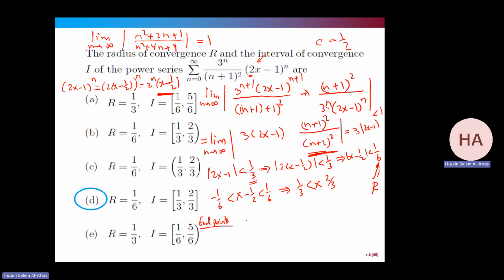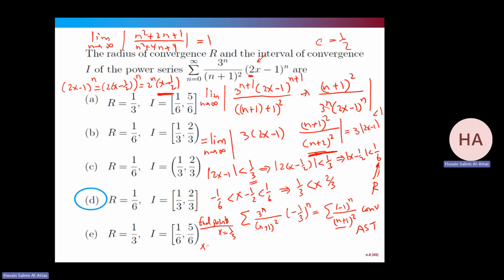What we will get? We'll get the summation of 3 to the power n over (n plus 1) squared. Here is the catch. Now I put x equal 1 over 3. See what will happen. I have 2 over 3 minus 1, that gives me minus 1 over 3 all to the power n, which is the summation of (minus 1) to the power n over (n plus 1) squared. This converges by the alternating series test. This goes to 0 and it's decreasing.